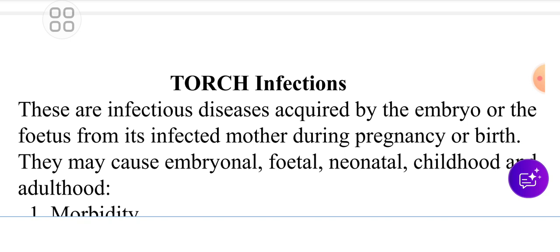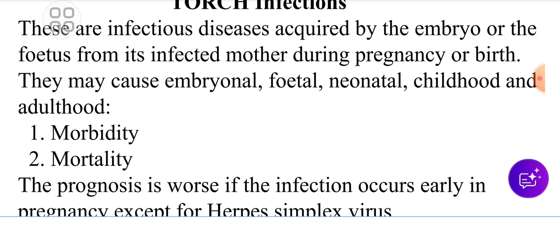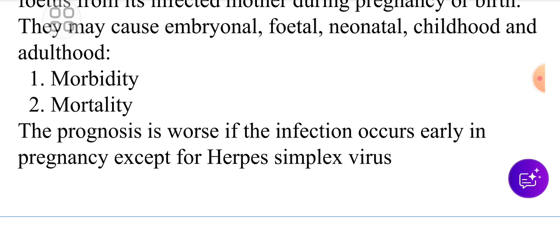TORCH infections are infectious diseases acquired by the embryo or the fetus from its infected mother during pregnancy or birth. They may cause embryonal, fetal, neonatal, childhood, and adulthood morbidity, that is to say disease, or mortality. I would like to mention here that the prognosis will become worse if the infection occurs early in pregnancy, except for herpes simplex virus.